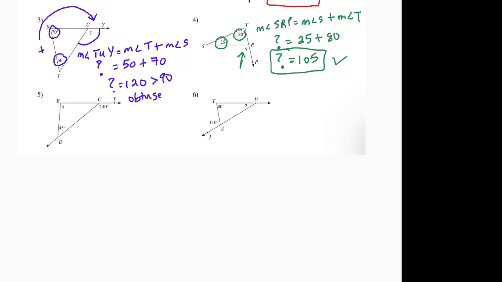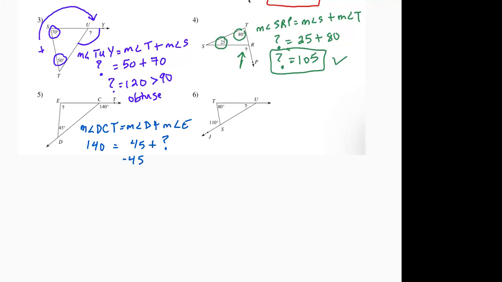Okay, so now we're doing number 5. We have the measurement of angle DCT is equal to the measurement of the two angles furthest away, angle D plus the measurement of angle E. So that's going to be a question. The measurement of angle DCT is 140, angle D is 45, and angle E is the question mark. I don't know what that is, so I subtract 45 from both sides. Should give me my answer, right?